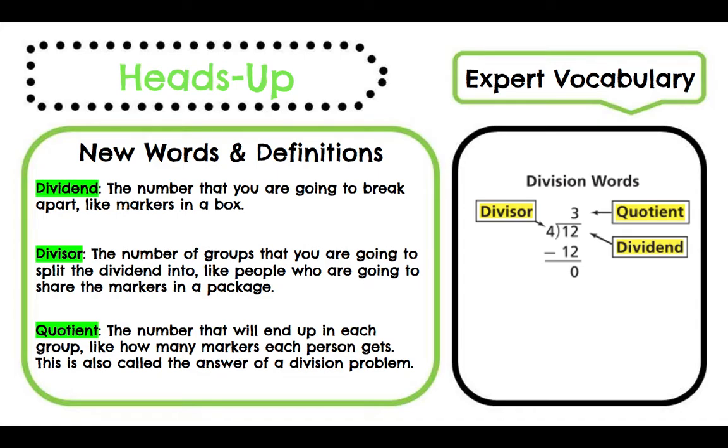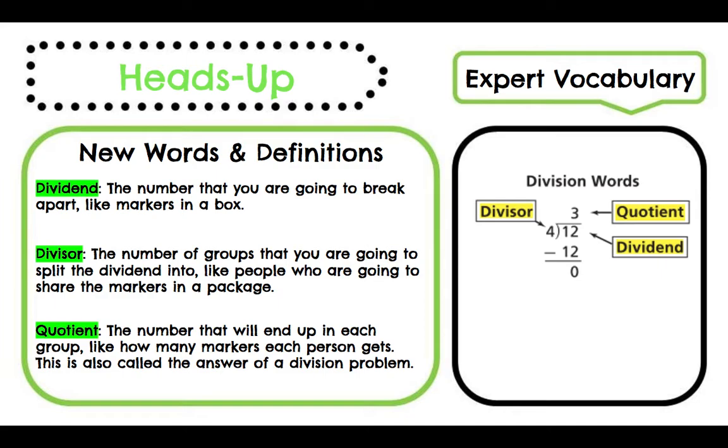First, a heads up on the expert vocabulary so that the videos are going to make a little bit more sense. We have 3 new words for today. The first 2 both start with D-I-V-I, which makes it a little bit confusing, but that's okay. We're going to work through them. The first one is called the dividend. The dividend is the number that you're going to break apart, kind of like the markers that are inside a box. If we look at the picture in the black box on the right side of the screen, we can see that 12 is the dividend. That's a number also inside a box, just like the markers.